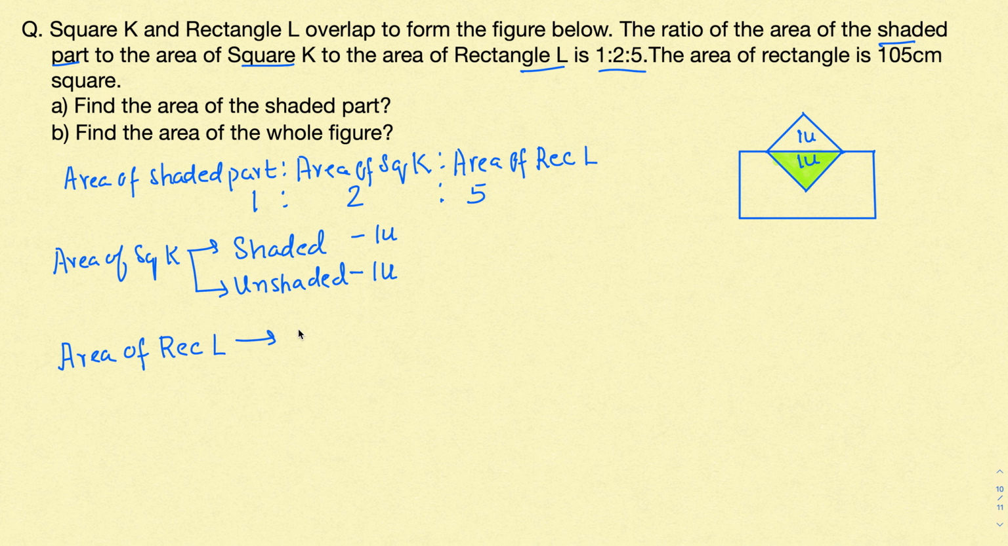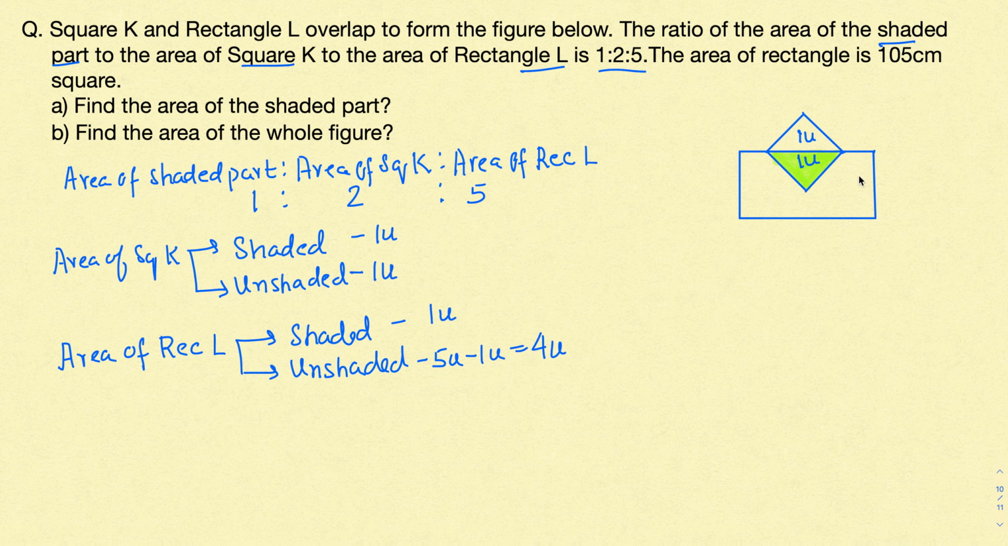So the rectangle also has a shaded part and an unshaded part, right? The shaded part is common between the square and the rectangle. You can see here the shaded part is common and it's 1 unit. And since the total area of the rectangle is 5 units, the unshaded part should be how much? It should be 5 units minus 1 unit equals 4 units.